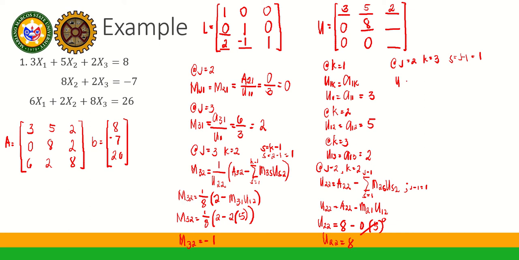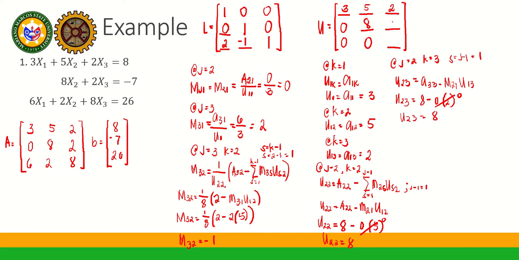So, U23 is equal to A33 minus, since S is equal to 1, hindi na natin kailangan yung summation. So, gamitin natin to. That is equal to M21 and then U13 since K is equal to 3. Okay, so substitute natin yung mga values. What is A33? This one, that is 8. Minus M21 natin is 0. Multiplied by U13, that is 2. This is equal to 0. So, our U23 is equal to 8.